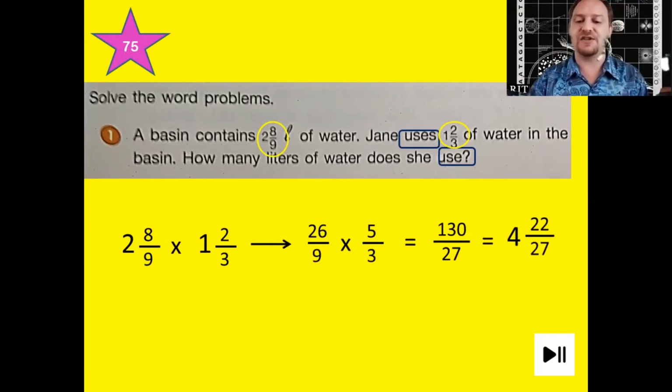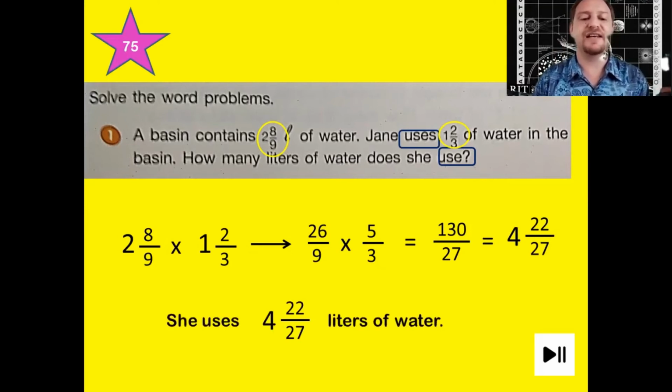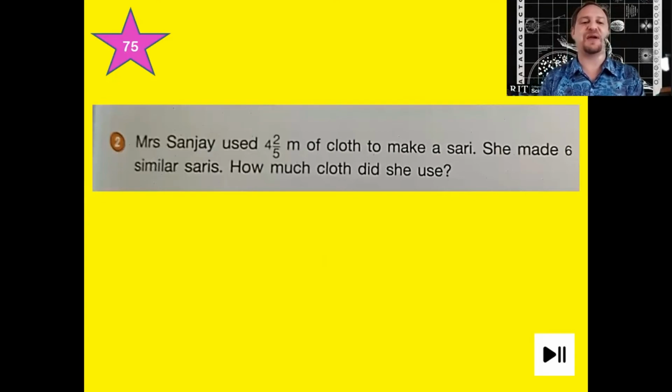of 22. Okay, your full sentence answer should look like this. She, or Jane, uses 4 and 22/27 liters of water. Okay, if you got that correct, excellent job and well done. Let's move on to number 2. Okay, again, press pause, see if you can do it by yourself.